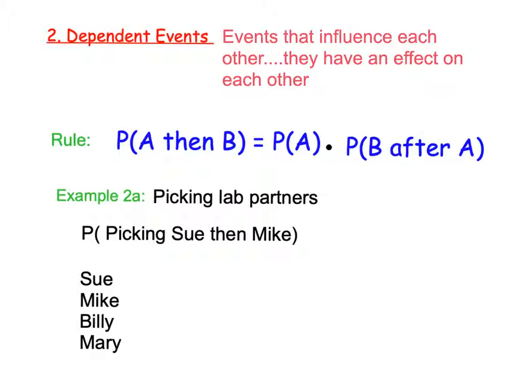Here's an example. You're picking lab partners. What is the probability of picking Sue and then picking Mike? Well, we would write out the probability of that as the probability that Sue gets picked times the probability that Mike gets picked after Sue.